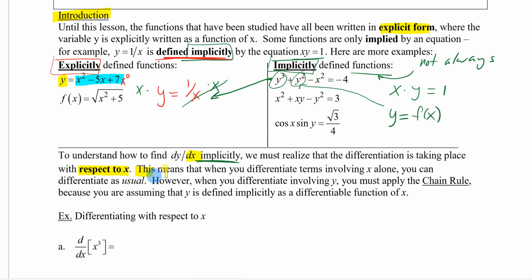This means that when you differentiate terms involving x alone, you can differentiate as usual, just like the way you guys have been doing it. Power rule, chain rule, quotient, product rule. However, when you differentiate terms involving y, you must apply the chain rule, because you're assuming that y is defined implicitly, just like I stated above, as a differentiable function of x.